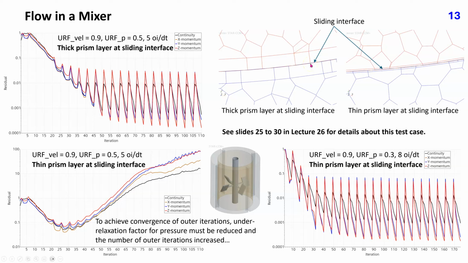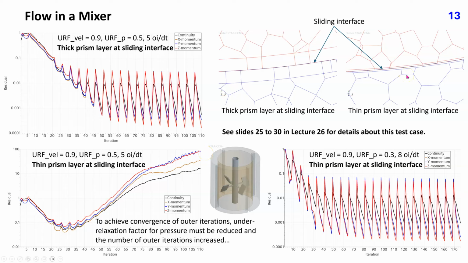With a thick prism layer along sliding interface, simulation runs smoothly with under-relaxation factors 0.5 for pressure and 0.9 for velocities, as the residual histories show in this plot. With the same set of under-relaxation factors, simulation on the grid with a thin prism layer along sliding interface diverges, as is visible from this plot. This is due to the high non-orthogonality as outlined in slide 6.